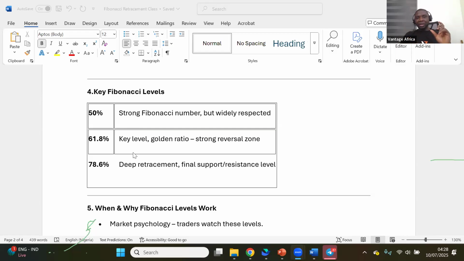Then the next one, we have the 78.6%. That one, we call the deep retracement. This is when price goes beyond the 61.8 and you're thinking, is the market reversing totally? Has this market changed its direction totally? So the market was in an uptrend, just buying. Then it begins to sell, and you say, okay, this is a retracement. I should expect the retracement to terminate around the 50 level or the 61.8 level.